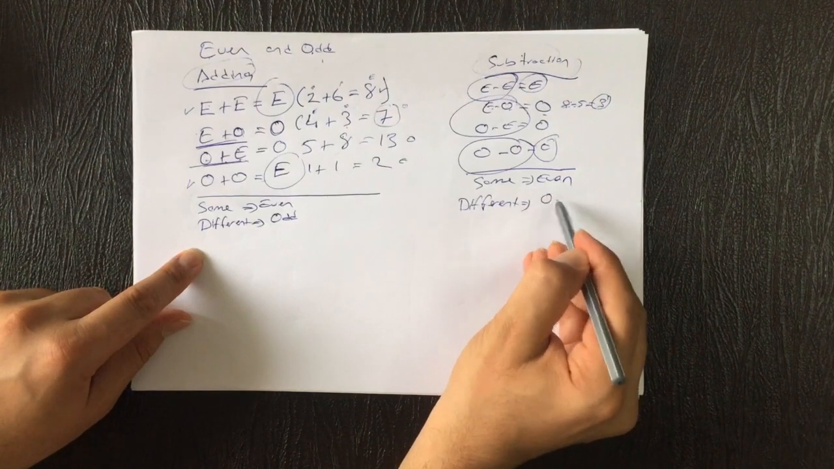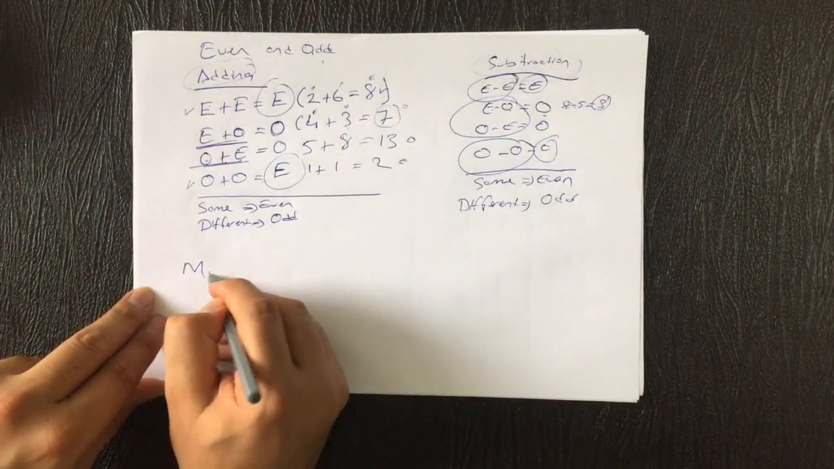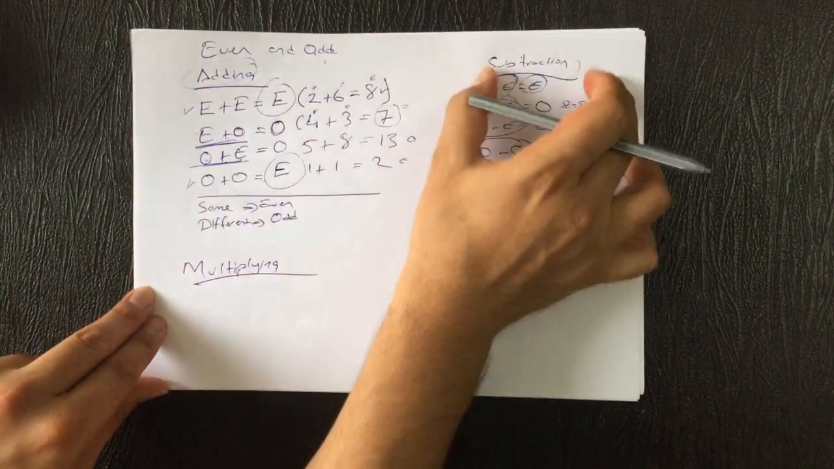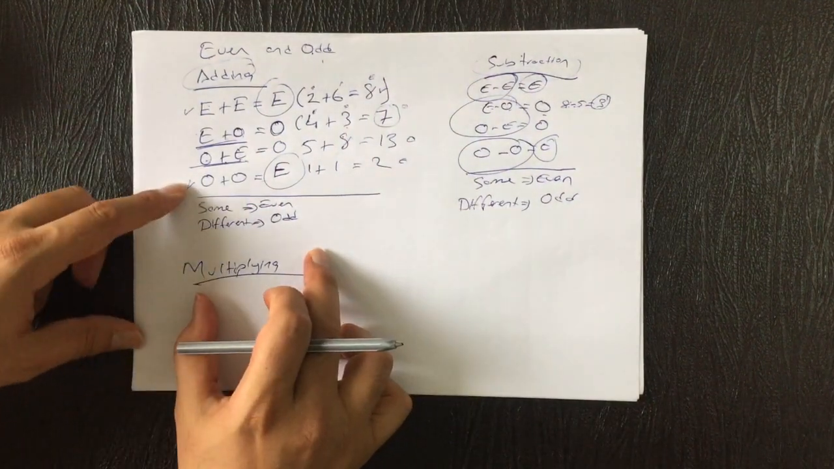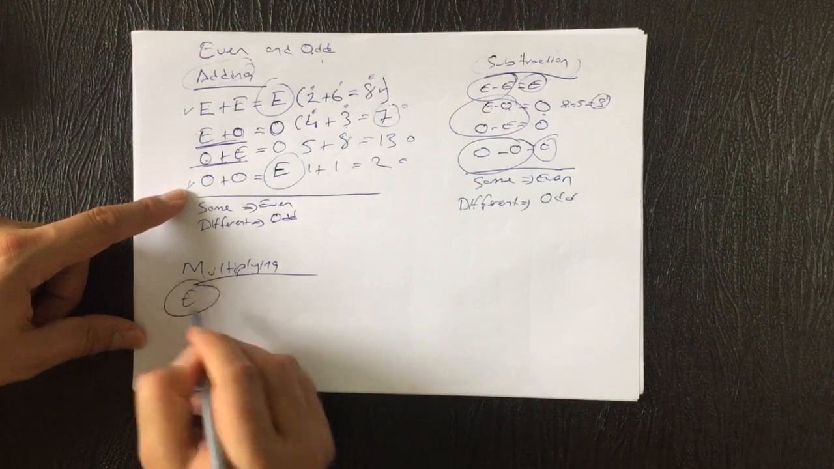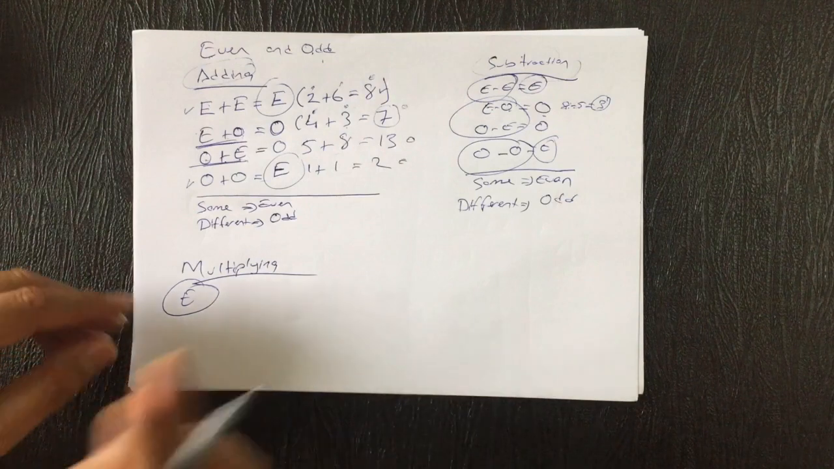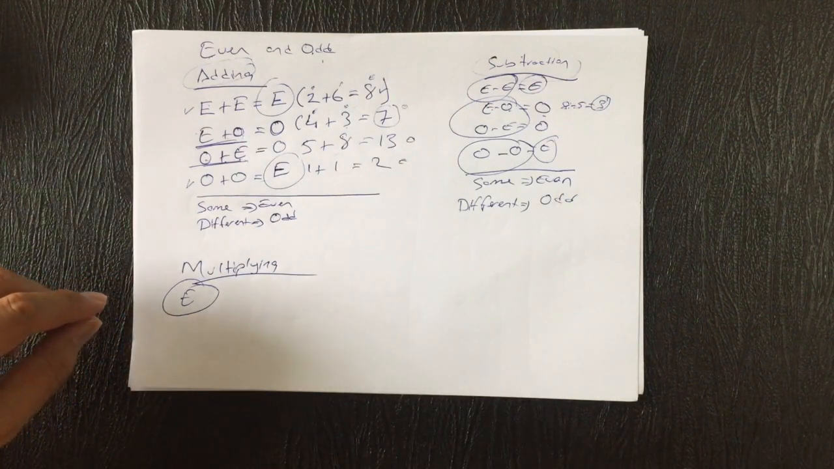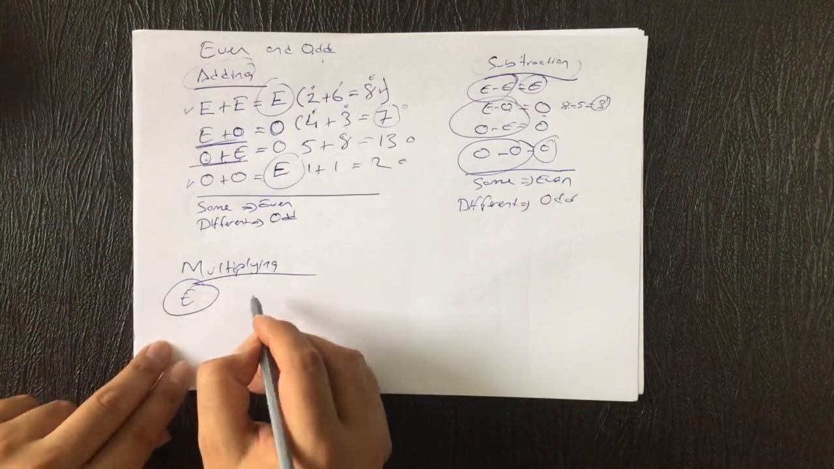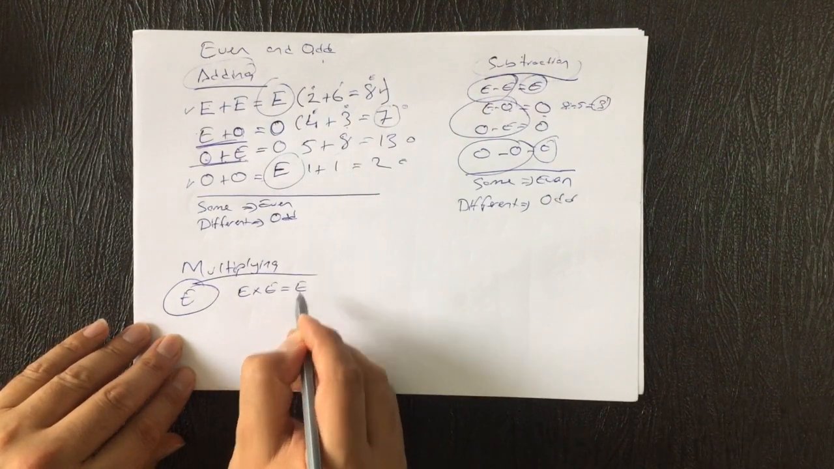So if they are different, they must be odd. Okay, so let's come to multiplying. This is so easy. Just as important, if you see any even number inside of the multiplication, then the result is even. So like this, even multiply even is even.